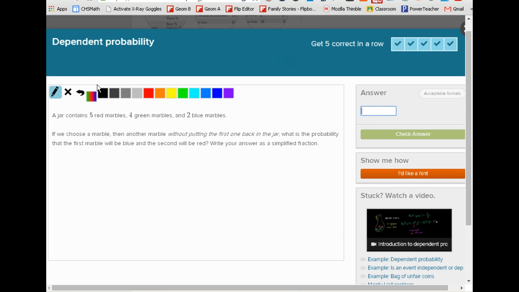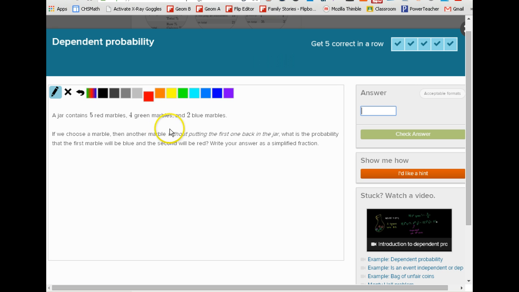Okay, so in this problem, we're talking about dependent probabilities. We've spent a lot of time talking about independent versus dependent. So let's see what we need to figure out to do dependent probability. A dependent probability is one where the first event impacts the second event, or impacts the probability of the second event. A lot of times those problems are written out just as they are right here.